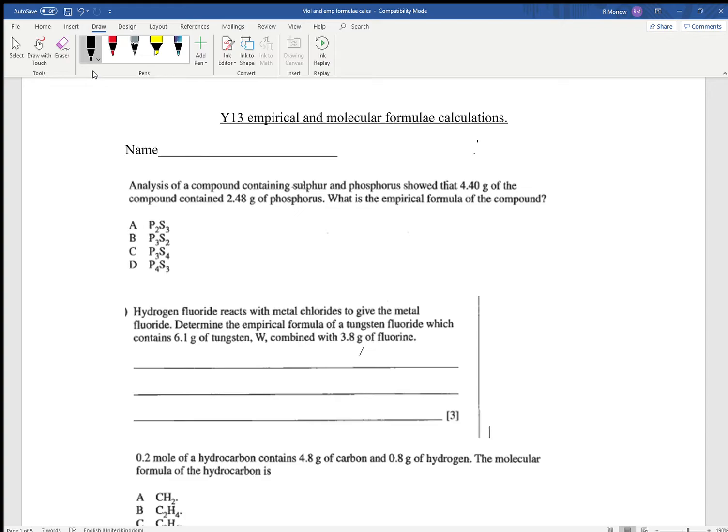Right, so we're asked here about a compound which is made up of phosphorus and sulfur. We're told that we've got 4.4 grams of the entire thing. So that's the whole thing together, remember? Some people think that's either the phosphorus or the sulfur. It's not. And we've obviously therefore got 2.48 grams of the phosphorus. So within the compound then we've got the 4.4 minus the 2.48. That'll tell us the amount of sulfur that we've got within that compound. So it's 4.4 minus 2.48.